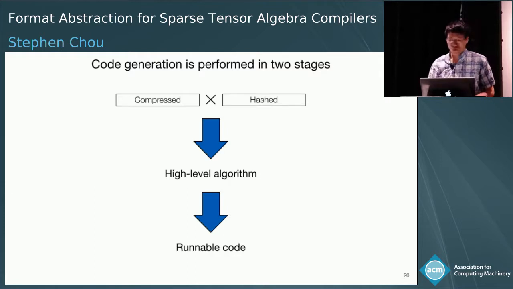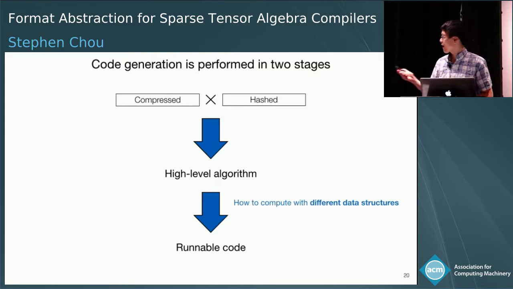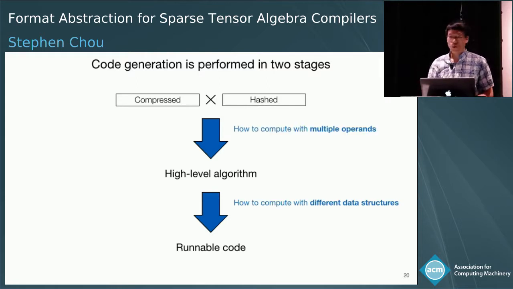Then the compiler will specialize the constructed algorithm so that it can actually compute with the specified level formats by taking into account how they implement the high-level operations that they support. Now, by separating code generation into these two separate steps, we can effectively untangle the problem of how to efficiently compute with different data structures from the problem of how to efficiently compute with multiple operands. And in this way, we eliminate the combinatorial explosion, and this makes it possible to generate efficient code for a wide range of different formats.